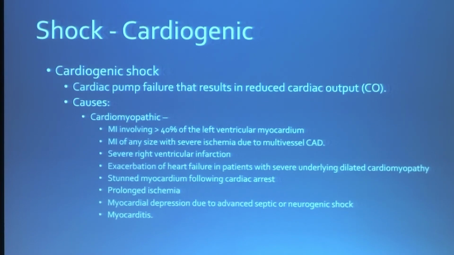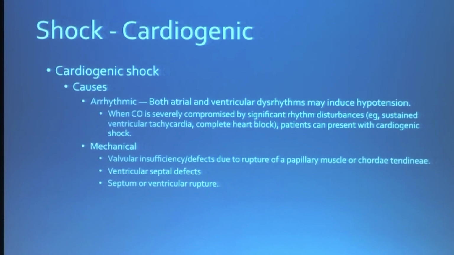Prolonged ischemia, myocardial depression due to sepsis or neurogenic shock, and then myocarditis, infection of the myocardium. You can also get cardiogenic shock from arrhythmias. Now, the most common thing would be a ventricular dysrhythmia or atrial dysrhythmia, i.e. rapid ventricular response in an atrial fibrillation, or supraventricular tachycardia, and actually we have a case review of that, in which the heart is beating so fast it doesn't have adequate filling time. So the patient would present signs and symptoms of cardiogenic shock, including hypotension and confusion and chest pain, and look like they're having an MI.